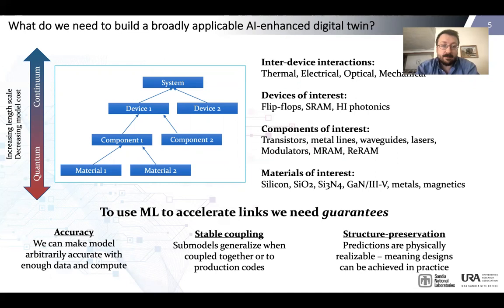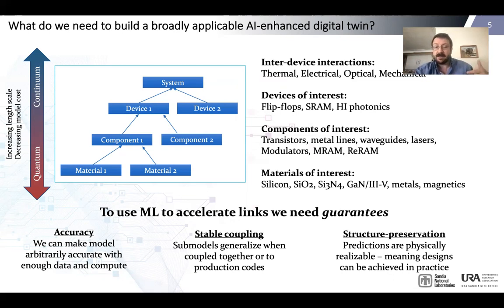We need accuracy, meaning that the machine learned model can be as arbitrarily accurate as our given application needs, which isn't often the case for deep learning. You need stable coupling. So if you learn one of these linkages in isolation, it's guaranteed to be stable and predictive and to generalize well once you hook it in and couple it together with all these other linkages. And it needs to be structure preserving. So probably most importantly, these models have certain physical invariances associated with them, things like conservation structure and so on.